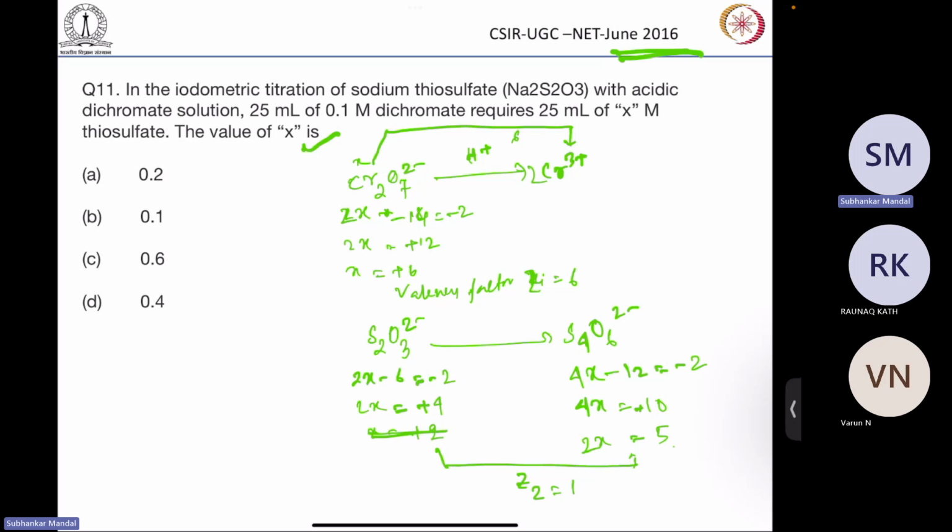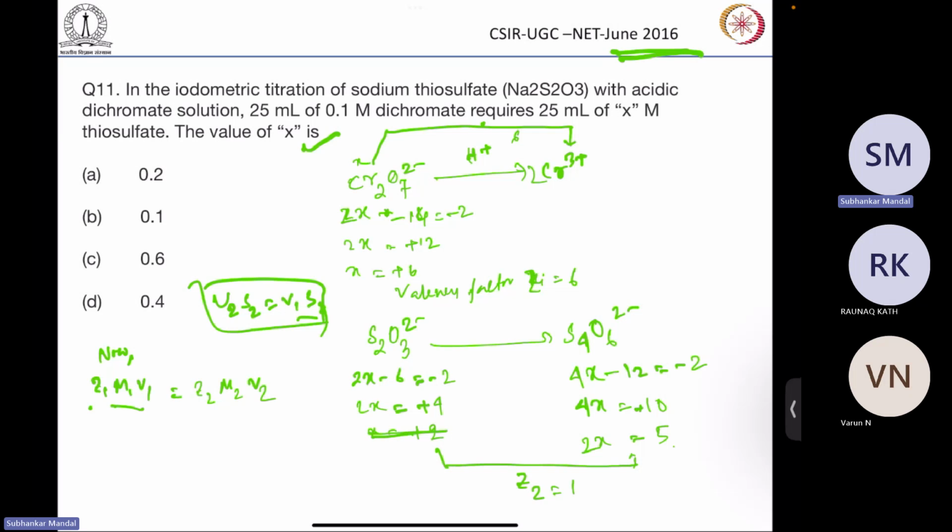Now, how can we write the equivalence? Whatever equivalent amount of dichromate is required, that much equivalent of thiosulfate. So I can write Z1 M1 V1 equals Z2 M2 V2. I think everyone knows this from BSc time, when we did titrations and calculated how much equivalent amount of titrant is required. Some people also write it as V2 S2 equals V1 S1. So basically, for redox processes we use this equation.